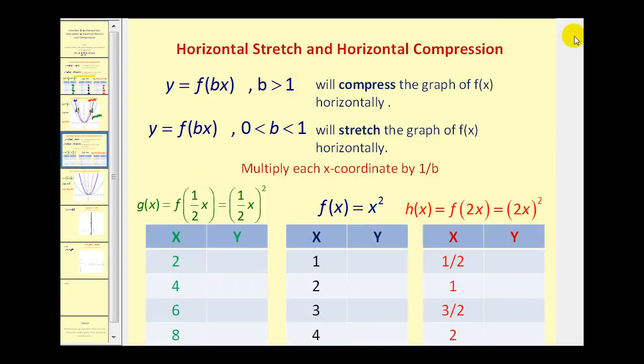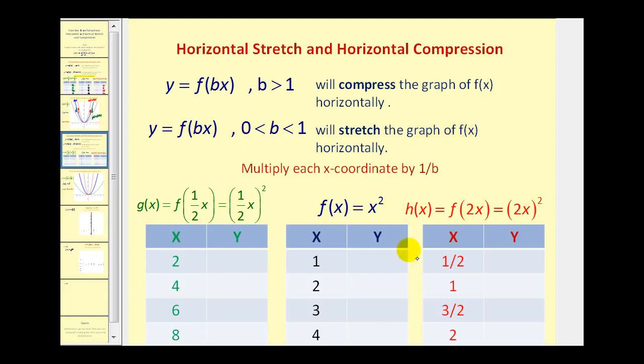Let's now take a look at a horizontal stretch and horizontal compression. If we have f(bx) where b is greater than 1, this will compress the graph of f(x) horizontally. And if we have y = f(bx) where b is between 0 and 1, this will stretch the graph of f(x) horizontally.